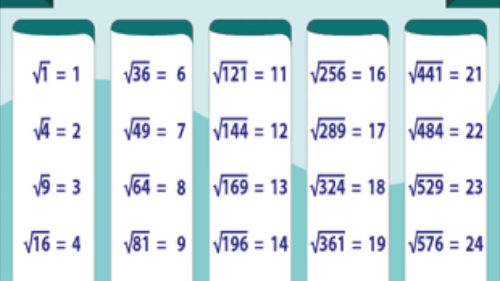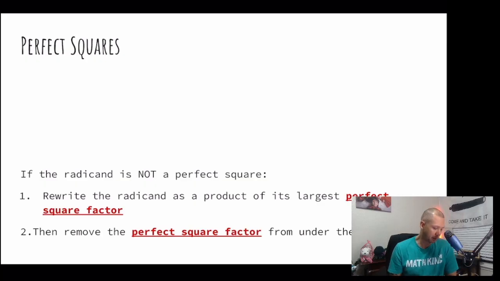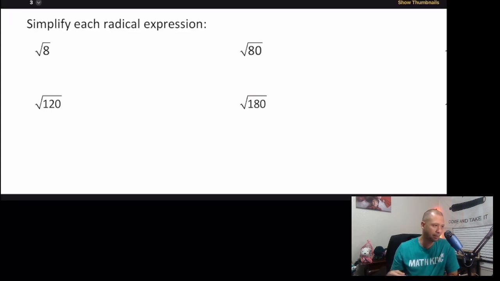All right, so memorizing the list of perfect squares does come in handy. If the radicand is not a perfect square, you want to rewrite the radicand as a product of its largest perfect square factor. Then remove the perfect square factor from under the radical. All right, so let's see some examples.